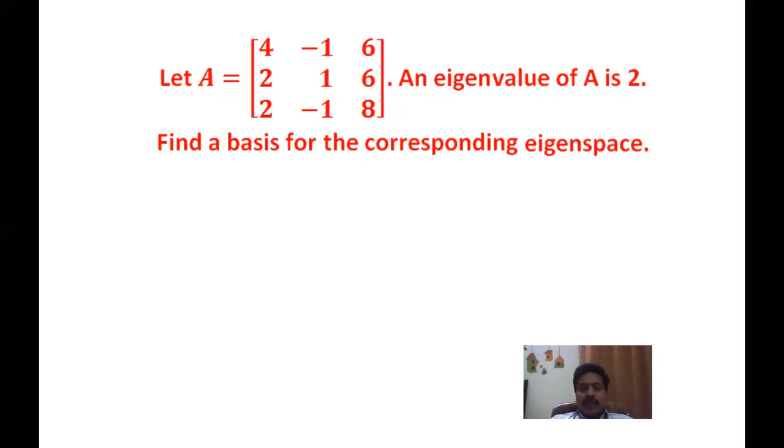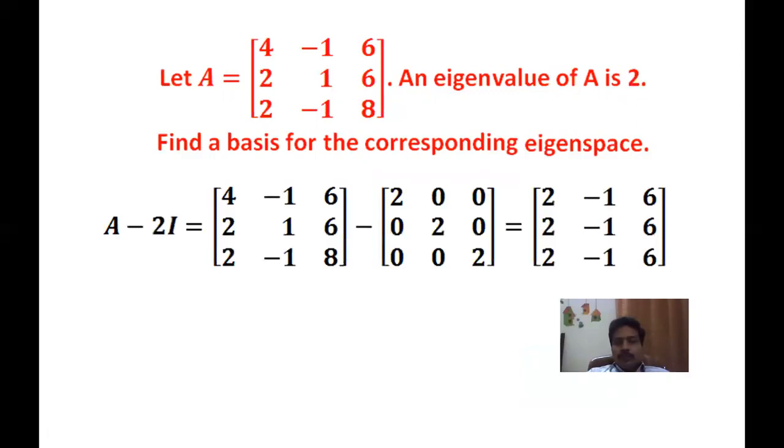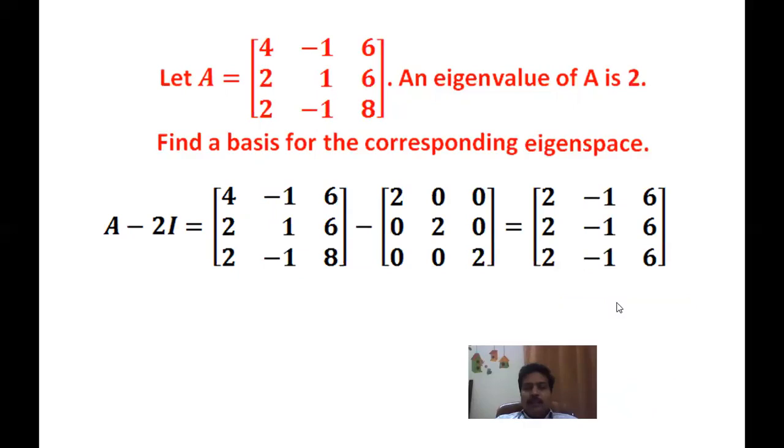So we need to find the eigenspace corresponding to this eigenvalue. To find the eigenspace, we need to find the null space of A minus lambda I. Here lambda is 2. So we need to find the null space of A minus 2I. For that, first let us calculate A minus 2I.